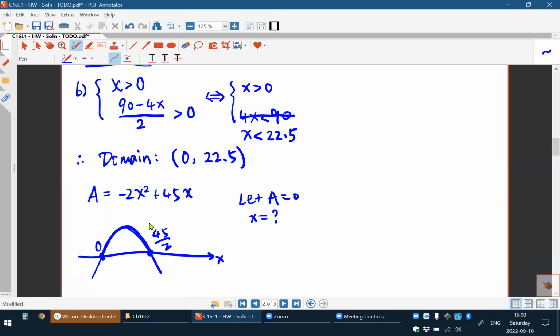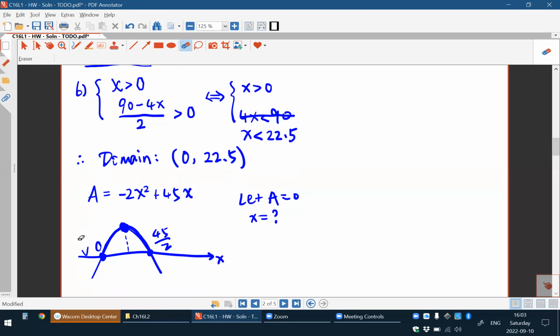So can you tell what's the range? The range is from here to the point here, right? So we must find the y-coordinate of the point here. Oh, this point is actually the vertex. But it's nothing to do with this point. You have to find the y-coordinate of this point, because the range is all about y, right?